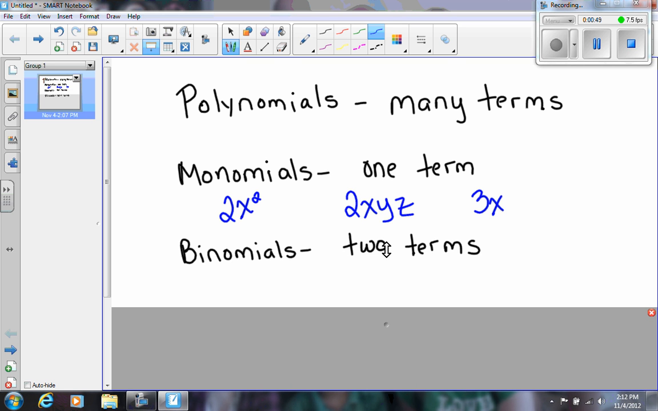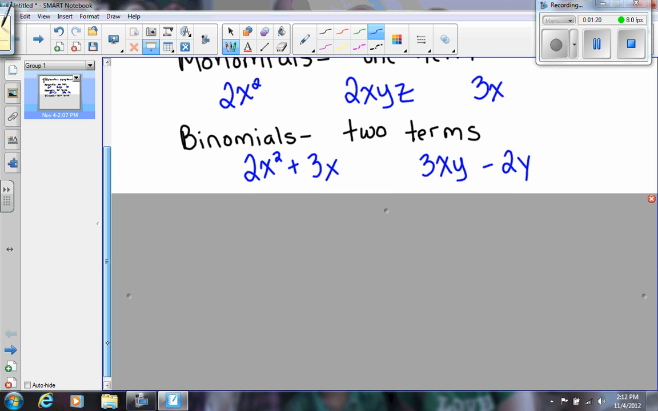A binomial is made up of two terms, and each of the terms is a monomial. For example, 2x squared plus 3x would be considered a binomial. And one way you can really recognize these is binomials are separated by plus or minus signs. So you might have something like 3xy minus 2y. And that would be considered a binomial because it has two terms.